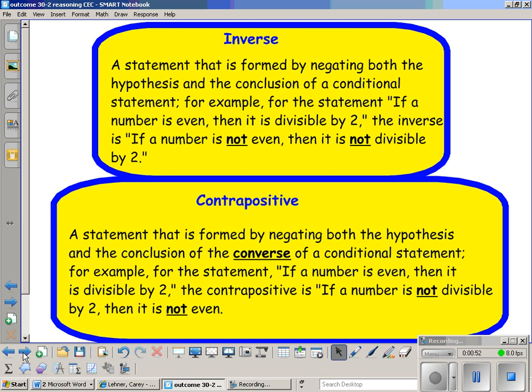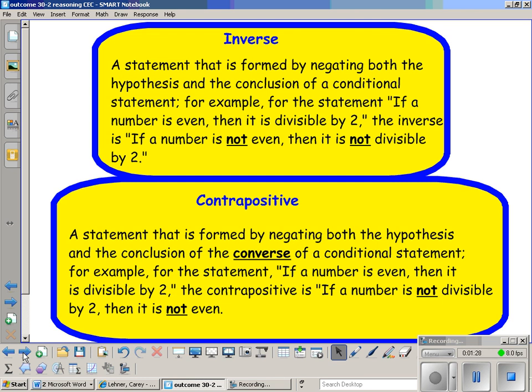The contrapositive is a statement that is formed by negating both the hypothesis and the conclusion of the converse of a conditional statement. Now remember, the converse was when we switched the hypothesis and the conclusion around. All right, so now we're going to negate those. So if the statement is if a number is even, then it is divisible by 2, the contrapositive is if a number is not divisible by 2, then it is not even.